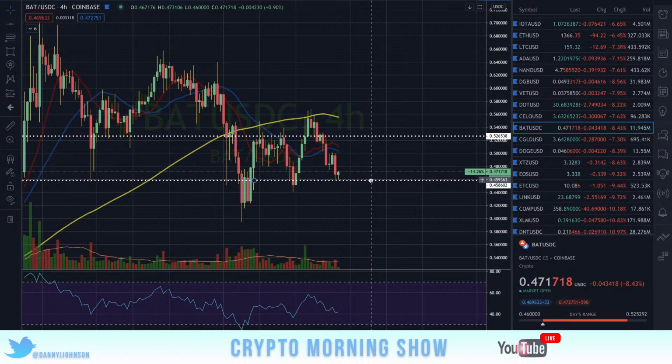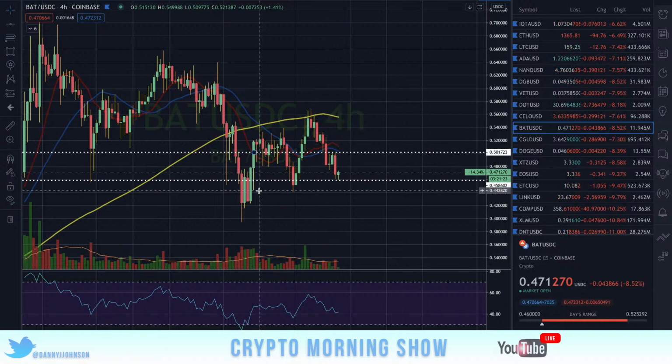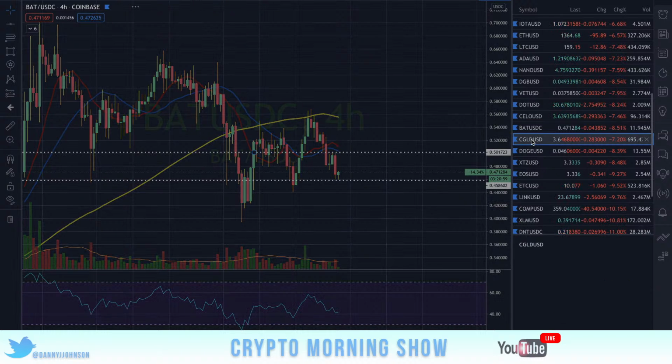Basic attention coin support at 0.459, and the 0.502 resistance. Do watch out for some activity on BAT, because this new browser launch is just underway, so we may see some enthusiasm get behind BAT as people determine that, okay, the use case for this is particularly strong and believable, usable, all that good stuff.